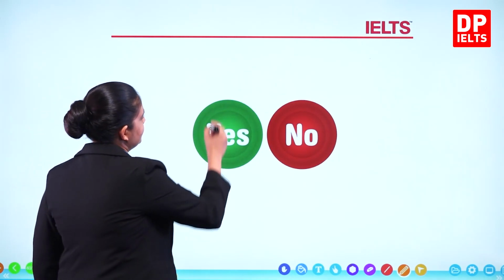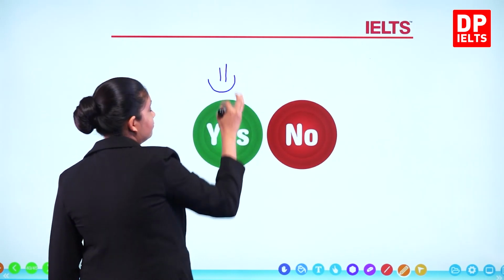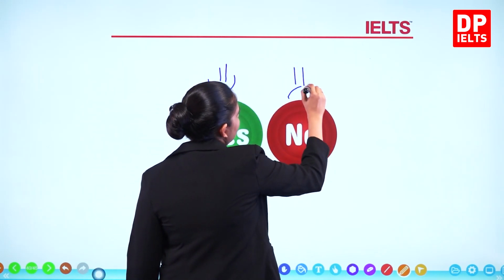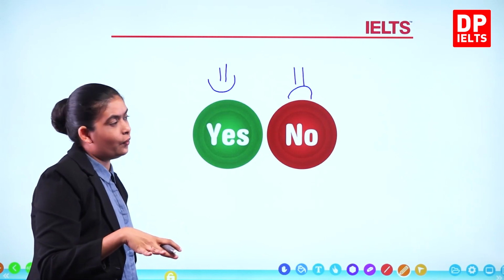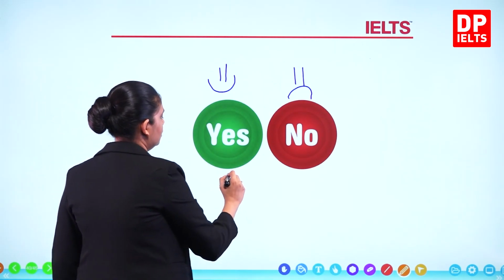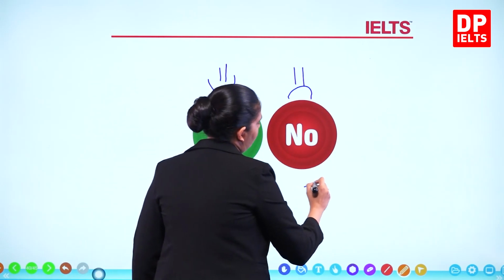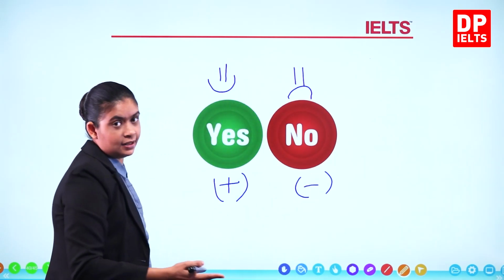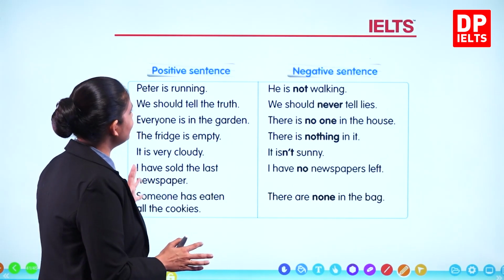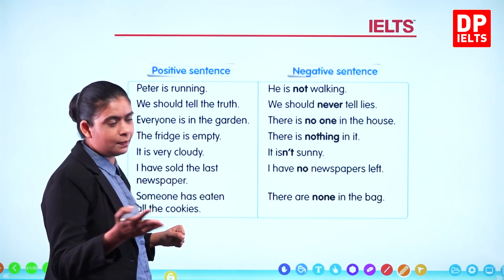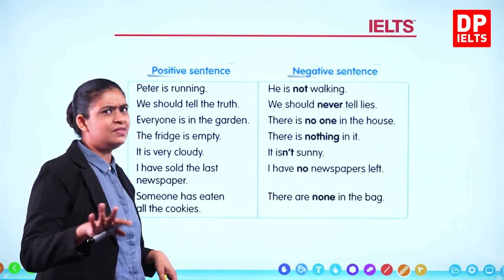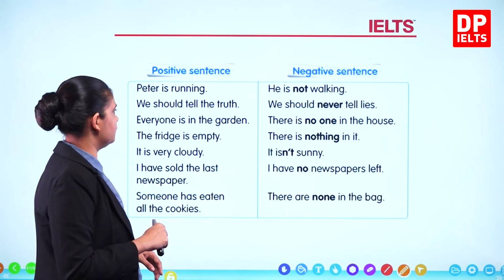Yeah, so you have yes, the smiley face. Yes, මට පුළුවන්. Yes, right? No is the negative one. No, right? So, yes is the positive. No is the negative one. So, Peter is running. It's a positive one because he's doing it. Peter is not walking. No, not so, negative.